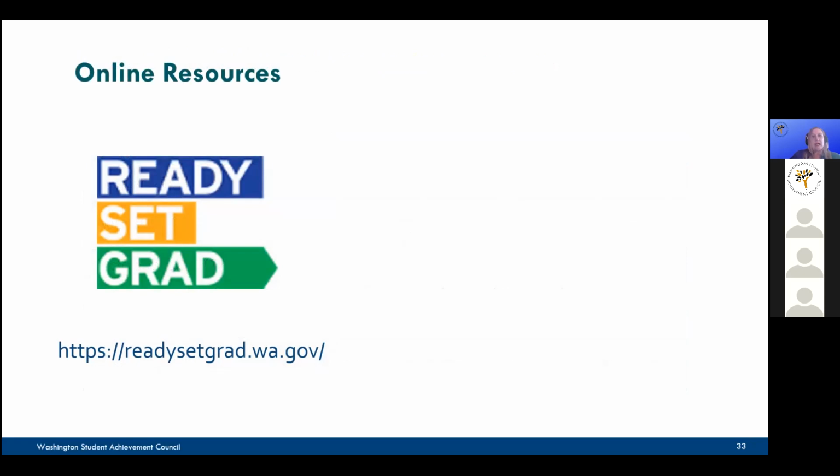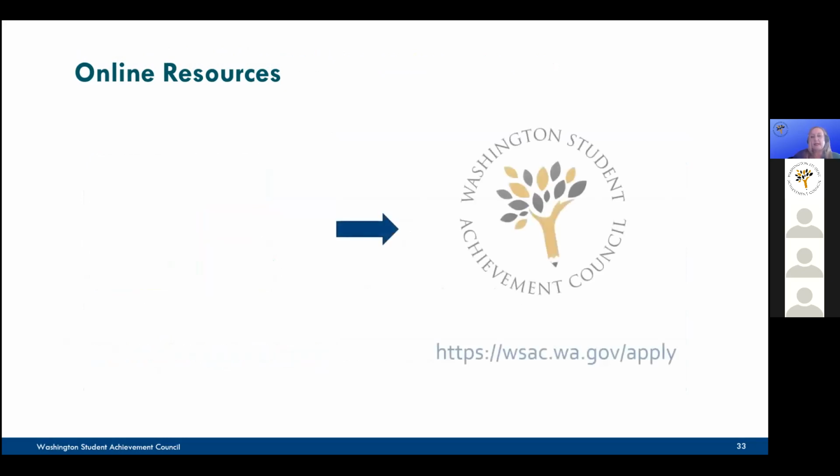Finally, we are moving our student resources off of Ready, Set, Grad. That's kind of fading out. So if you've noticed or not, a lot of the information is already starting to go onto the Washington Student Achievement main page. Most of them are going to be the WSAC / we have apply. The WASFA will be moving shortly.